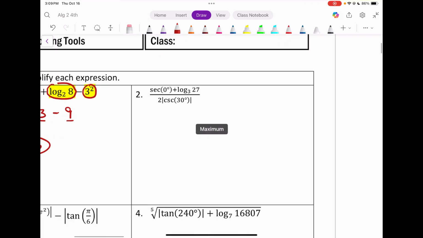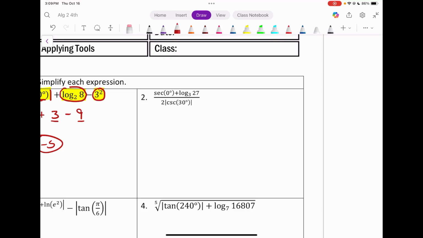Next problem involves secants and cosecants. Now, there are certain values that you need to know how to find. The brothers, we call them the brother identities. The brother for sine is cosecant. The brother for cosine is secant. And the brother for tangent is cotangent. And what I mean by brothers is, in order to find cosecant, we simply find sine and flip it over. Flip it up and down.